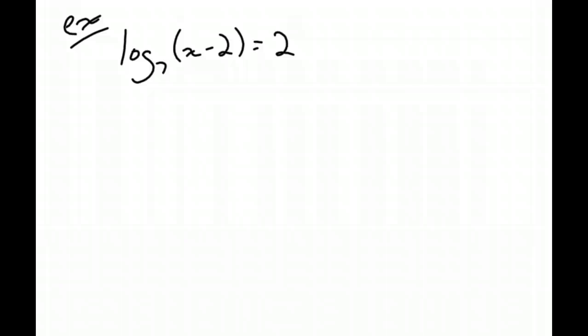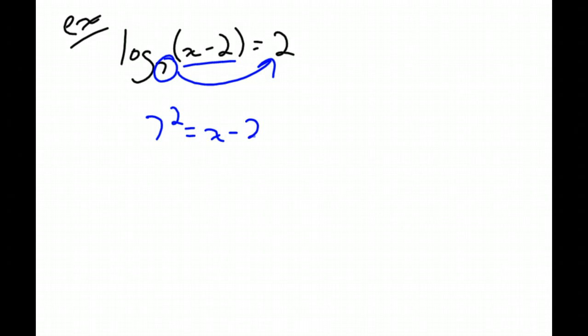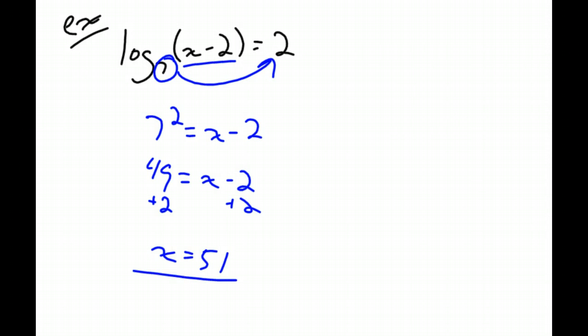Here's a different type of problem. I have log on one side, I do not have a log on the other, so I can't really just say x minus 2 equals 2. However, by rewriting as an exponential, I can say 7 squared equals the thing inside, so equals x minus 2. I know 7 squared is 49 equals x minus 2. And then if I add 2 to both sides, x equals 51, and I'm done.